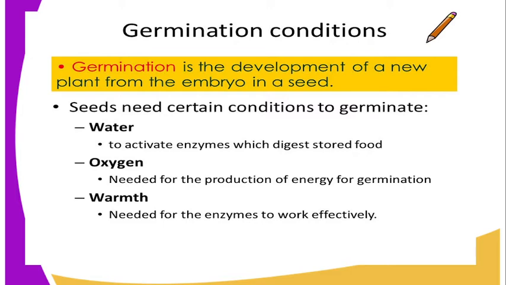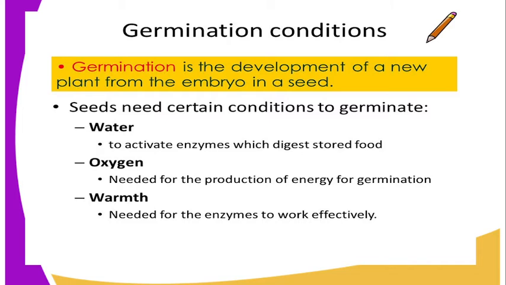The next condition that's necessary for germination is oxygen. Why do we need oxygen? Because oxygen is one of the requirements for respiration. Do you know what respiration is? Respiration is the breakdown of food to release energy. So oxygen is needed for the production of energy, and energy is required for what? For germination.